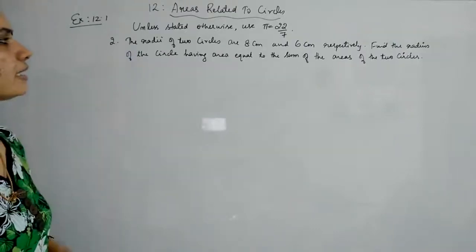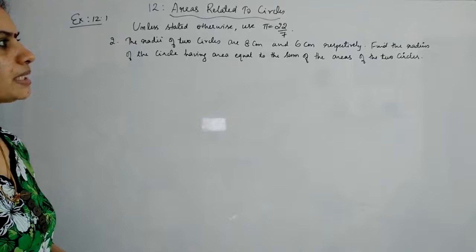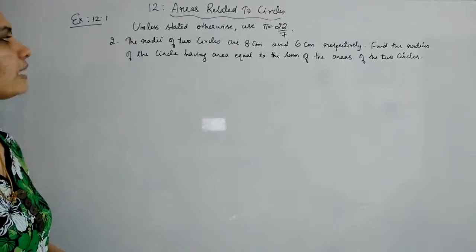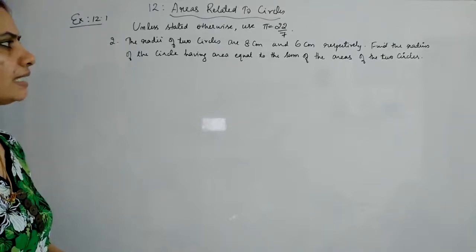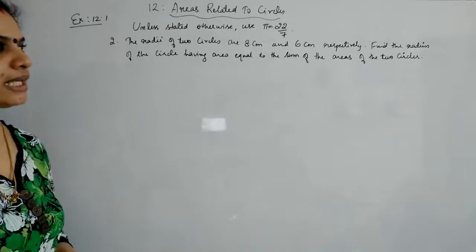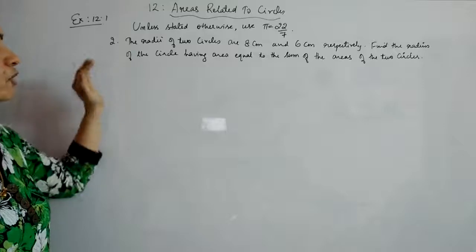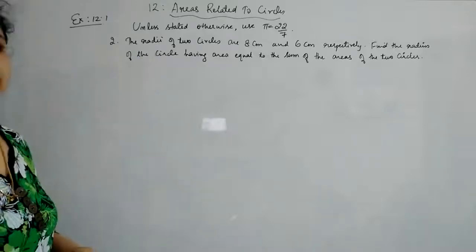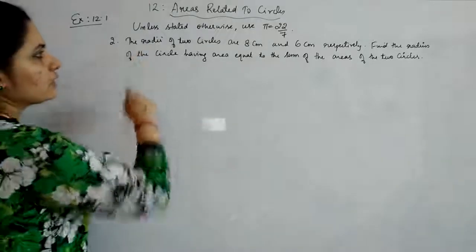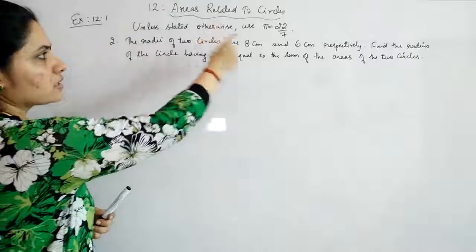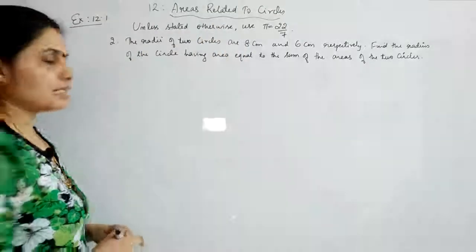Question number 2 is: the radii of two circles are 8 centimeters and 6 centimeters respectively. Find the radius of the circle having area equal to the sum of the areas of the two circles. So in the other question it was perimeter or circumference, here it is an area relation. Okay, so what we will take is, let the radius of the first circle, that is the bigger circle, be 8 centimeters.